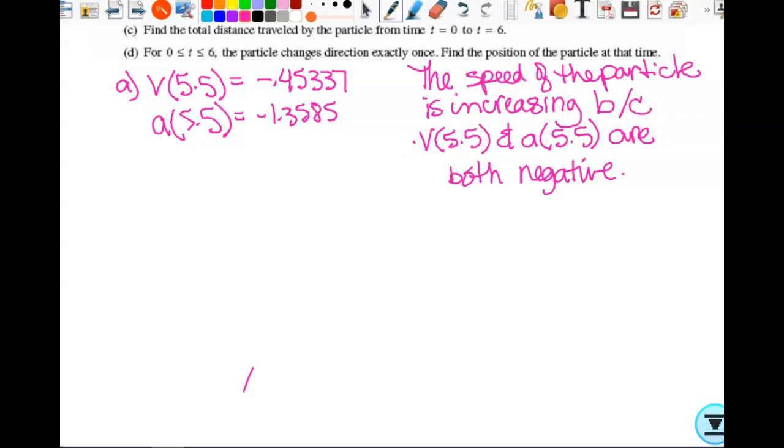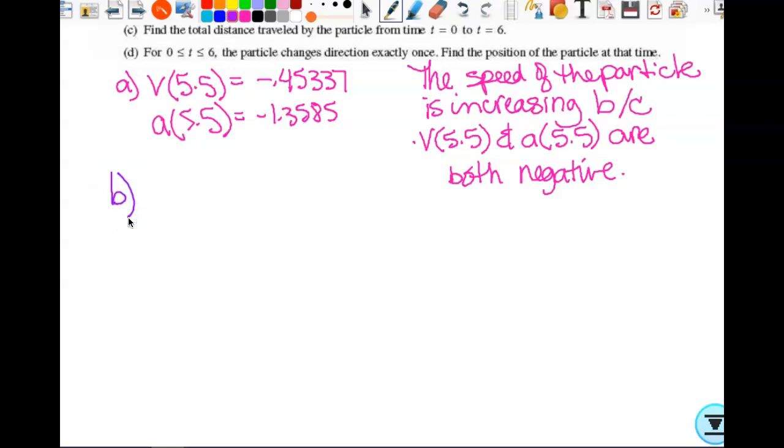So is that how you wrote it? The speed of the particle is increasing at time t. Yes, that's beautiful. That works. Okay. What questions you got? Anything? All right. Let's do B.